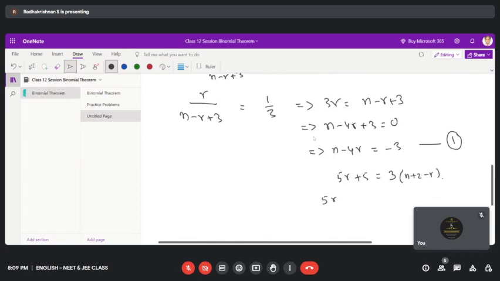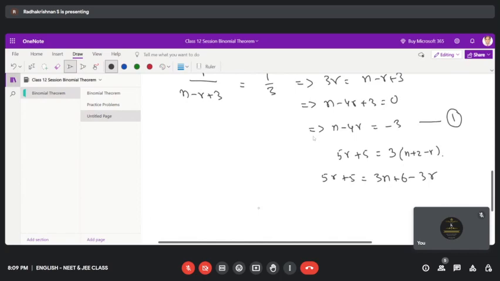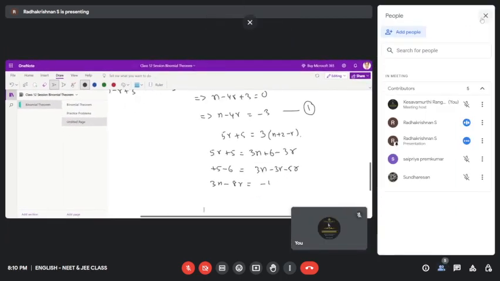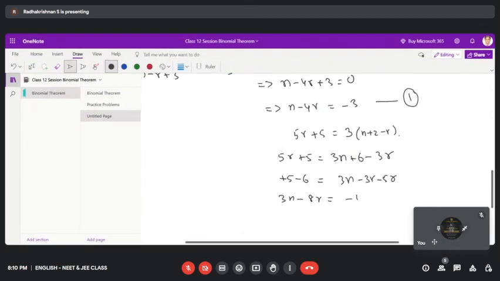So that means 5r plus 5 equal to 3n plus 6 minus 3r. Bring all n and r on one side and numbers on the other side. So I'm bringing the number to the left side: plus 5 minus 6 equal to 3n minus 3r minus 5r. This is 3n minus 8r equal to minus 1. This is your second equation. Whatever you said can be transformed in this way: 3n minus 8r equal to minus 1.